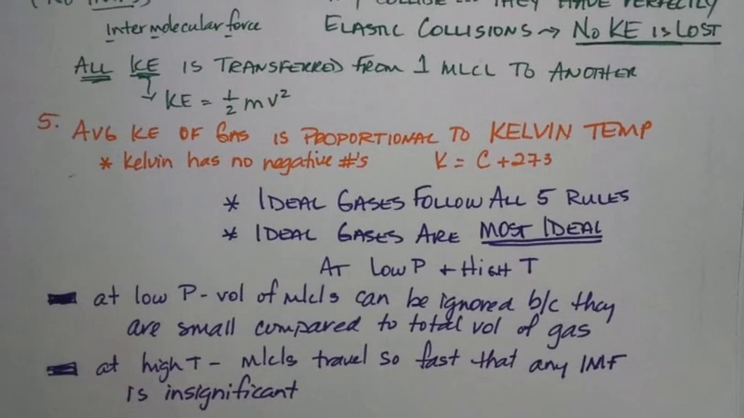Because we know that molecules have IMFs. We know that they're polar. We know they have some IMFs, intermolecular forces, attractions between molecules. We know they're there. It's just that when you have it at a high temperature, they are moving so fast, it's going to be insignificant.